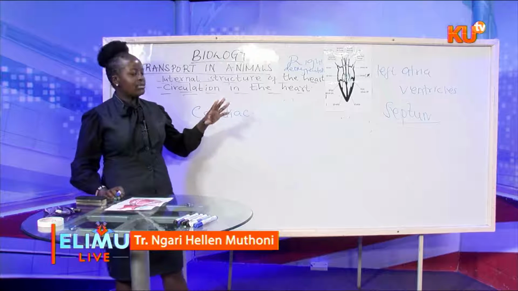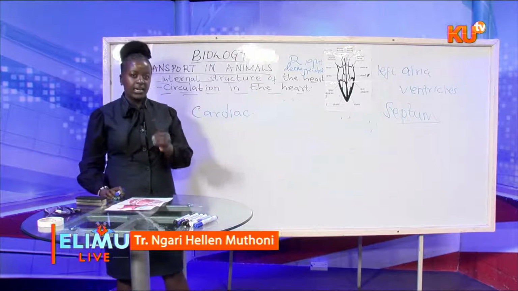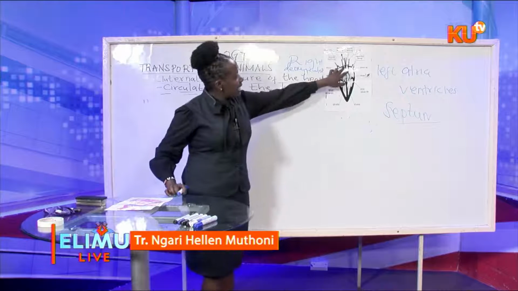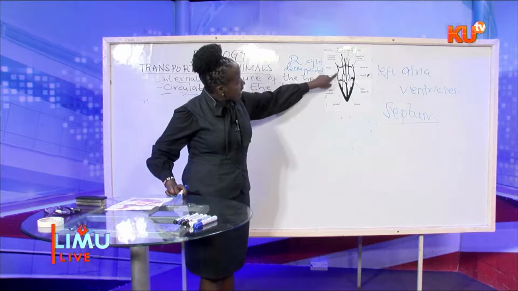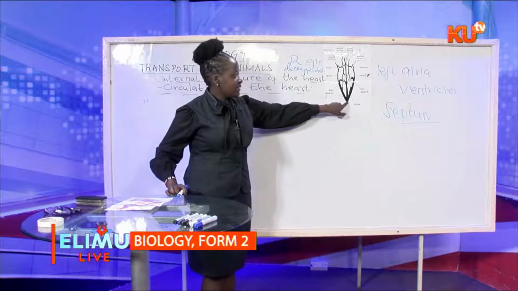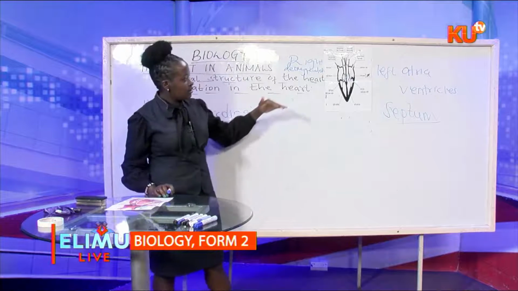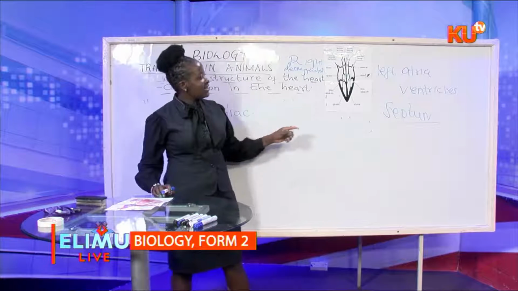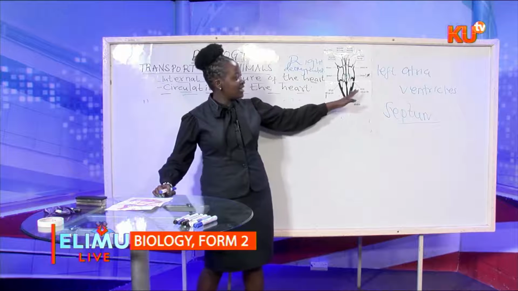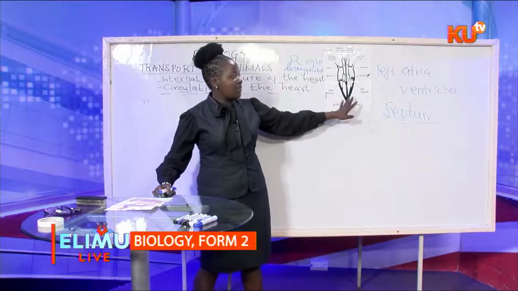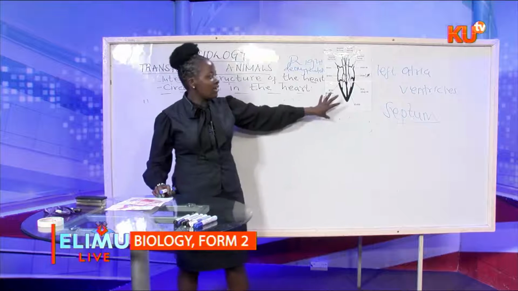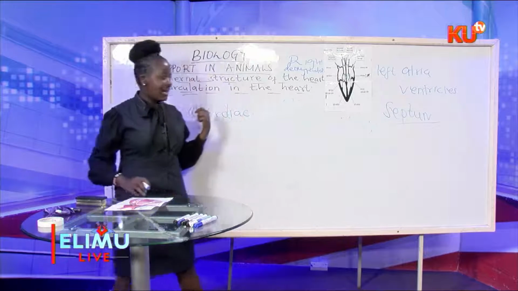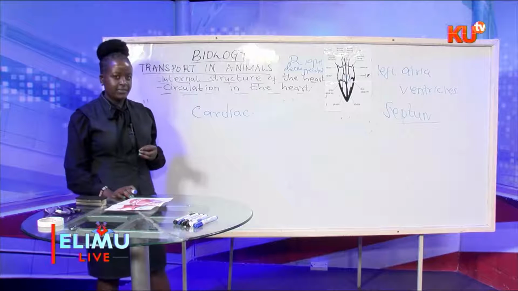Now, the muscles are distributed differently depending on the chambers. These are the cardiac muscles, highlighted in black. But I want us to focus on the lower chambers, that is the ventricles. You will realize that the ventricles have thick walls made of these cardiac muscles than all the other parts, and we shall look at the reason why as we discuss circulation in the heart.